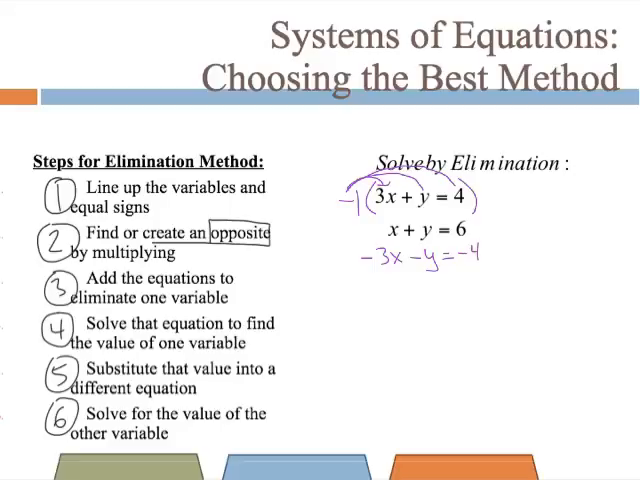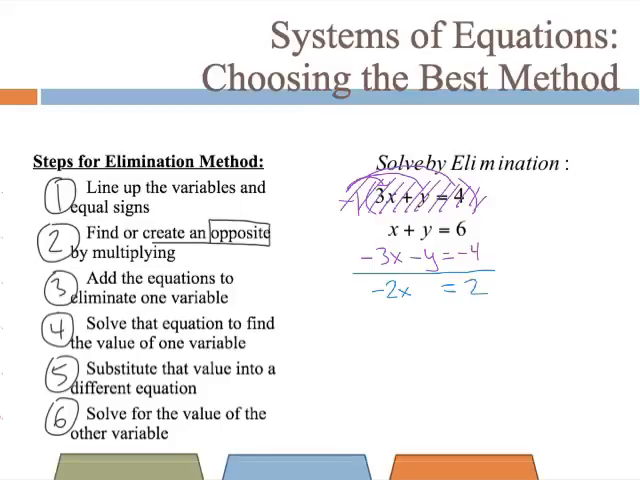And I'm going to just cross this out so I don't get distracted by it. Now I've got two equations still lined up, x's, y's equals numbers, but I've got opposites there, the y's in the middle. So let's add these equations together. An x and a -3x adds up to a -2x. A y and a -y adds up to nothing, and so I'm not going to write anything. And a 6 and a -4 adds up to a +2.